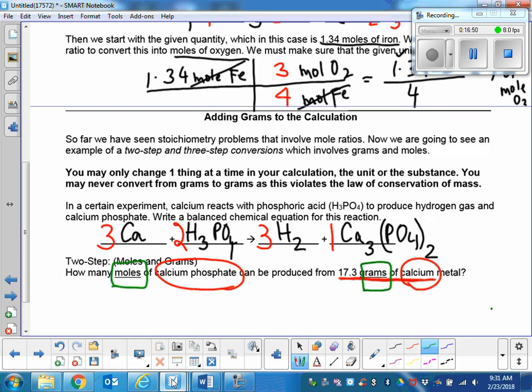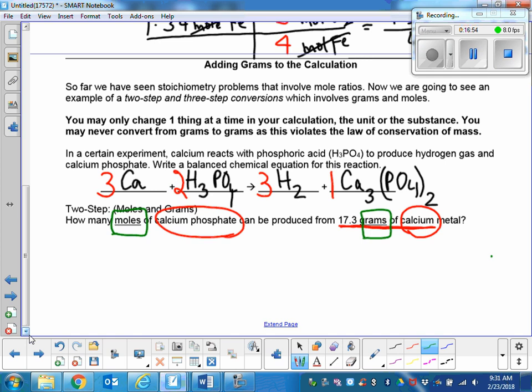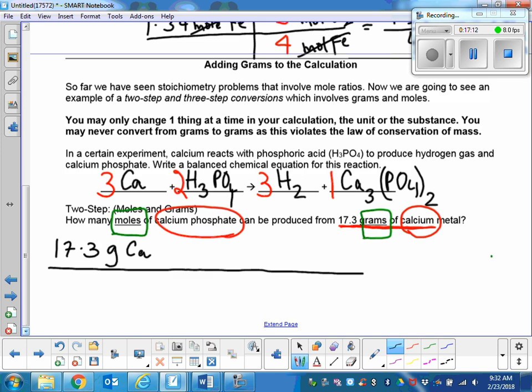Okay? So how do we set up your tracks? You always start with the given number, which is 17.3, and it is grams of calcium. Is that right? What am I converting my grams of calcium into first? Moles of calcium. What do I write on top? Moles of calcium. What do I convert my moles of calcium into next? Moles of calcium phosphate. I'm converting it into moles of calcium phosphate.